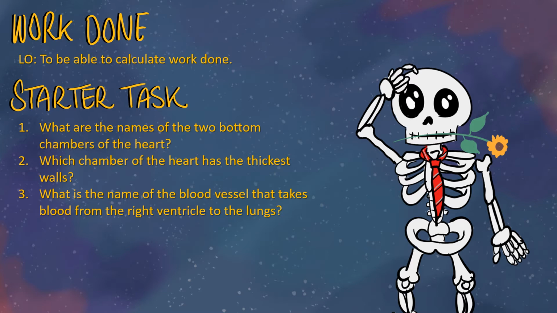Okay, number 1, what are the names of the two bottom chambers of the heart? So the bottom chambers are called the ventricles. We have the right ventricle and the left ventricle.